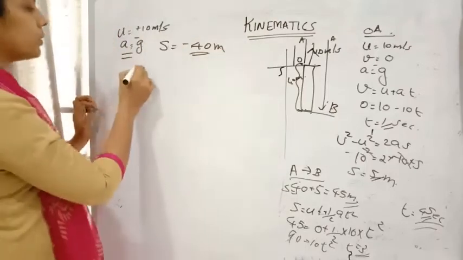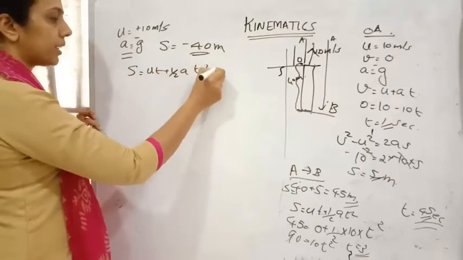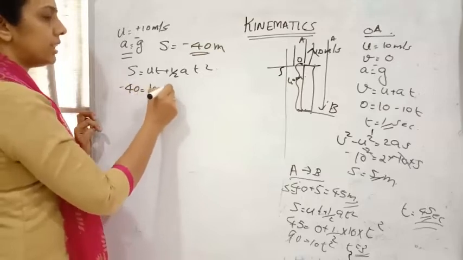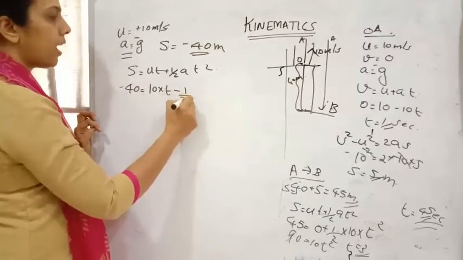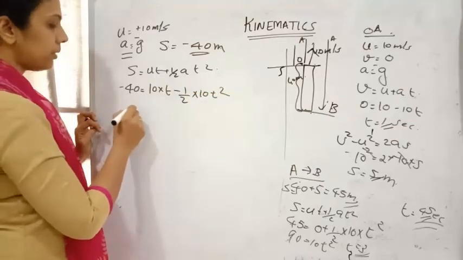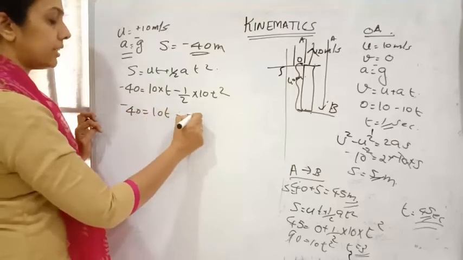We know that s equals ut plus half at square. In that we can directly substitute s as minus 40, u as 10, and t we don't know, minus half into 10 t square. So minus 40 equals 10t minus 5t square.